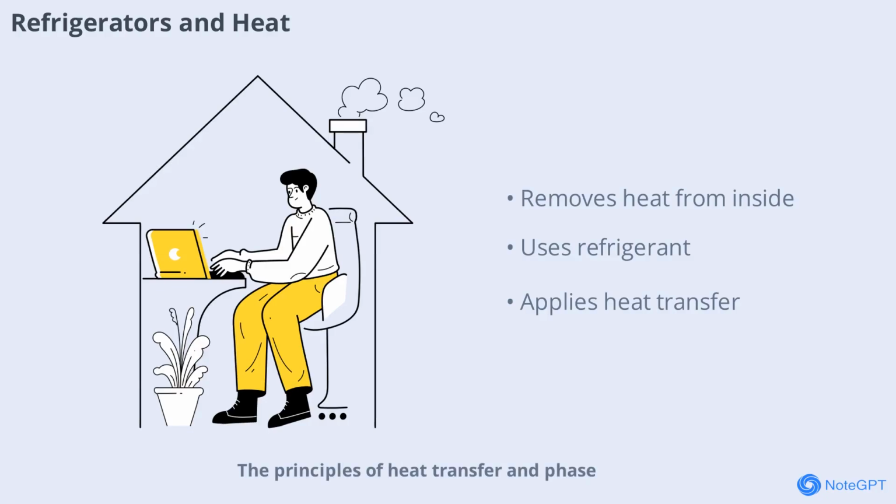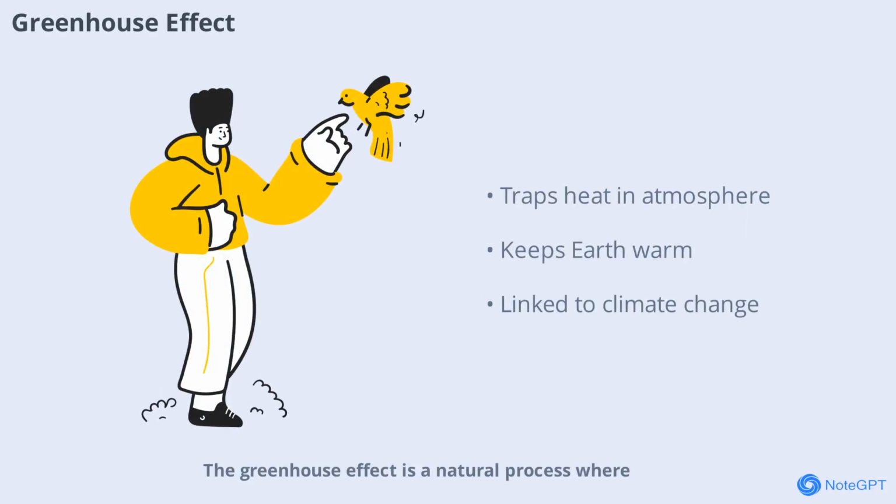The principles of heat transfer and phase change are at the heart of refrigeration technology. The greenhouse effect is a natural process where certain gases in the Earth's atmosphere trap heat, keeping the planet warm enough to support life. However, increased greenhouse gases from human activities are causing global warming. Understanding this effect is crucial for addressing climate change.